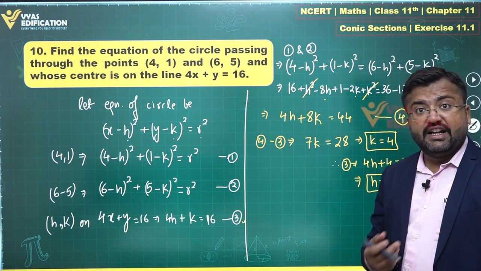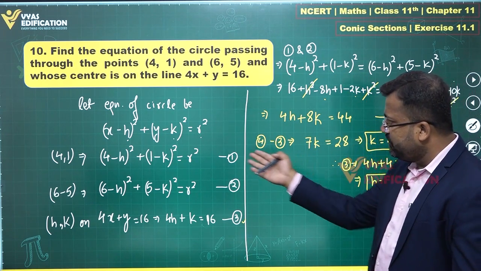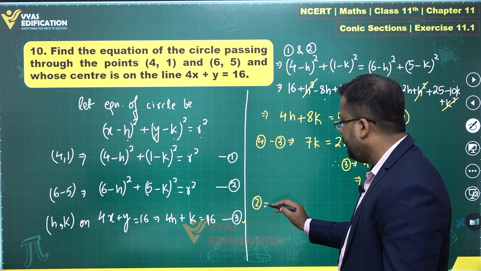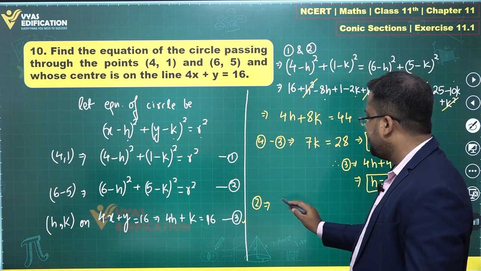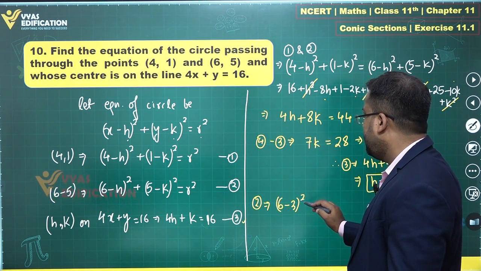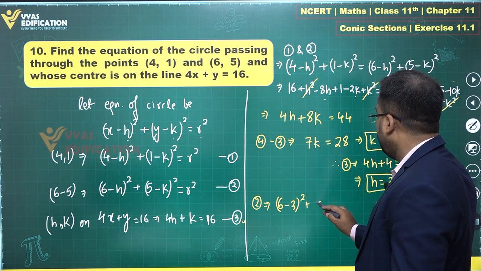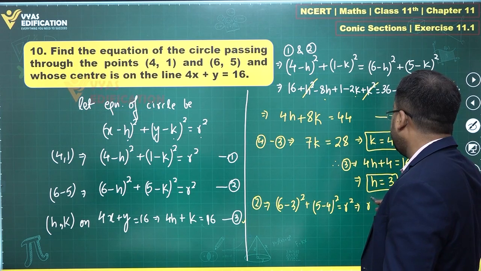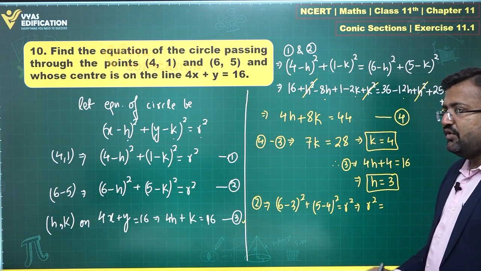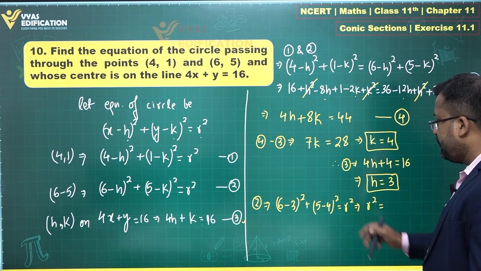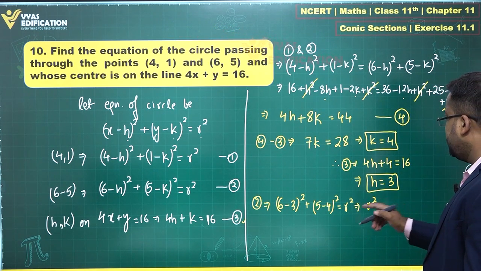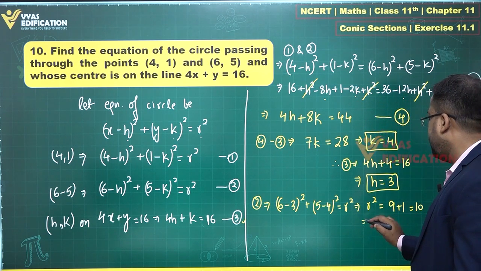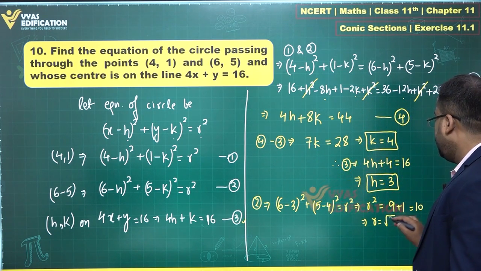What else? We needed the value of r as well, and r can be found using any of these equations. Let's use 1 or 2. Let's use the second equation, and what does that give me? 6 minus h, 6 minus 3 squared plus 5 minus 4 squared is equal to r square. Okay, this tells me that r square will be equal to 6 minus 3 whole square is 9 and 5 minus 4 is 1. So this is 9 plus 1, 10. Okay, this is 10, and that tells me that r will be equal to root 10.